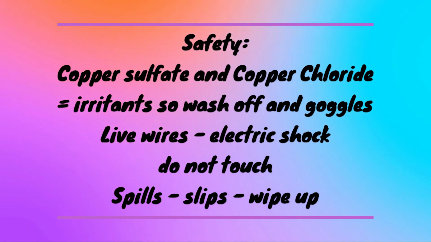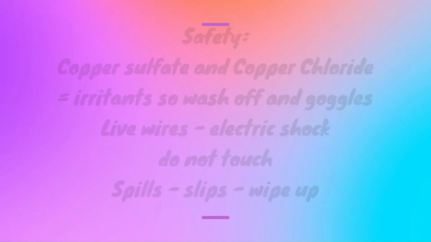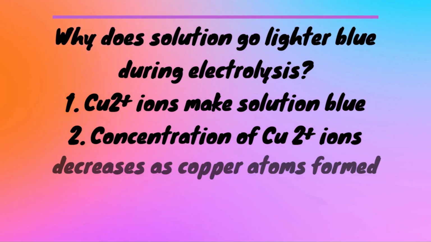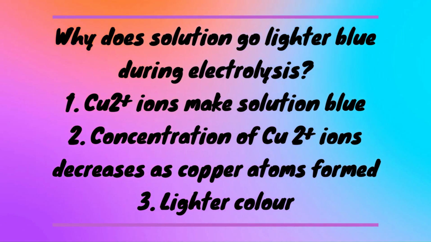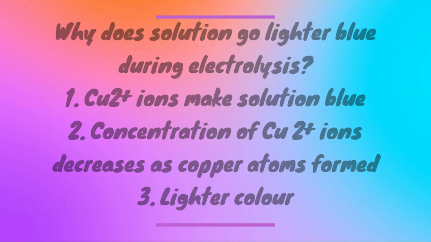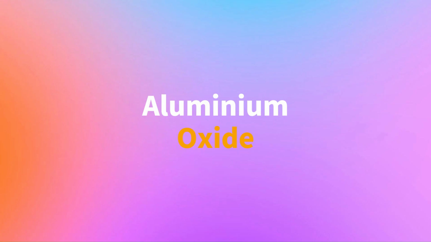So we should wipe up any spilt solution. And I've seen before the question, why does the solution become a lighter blue during electrolysis? Well, it's Cu2+, copper ions, that make the solution blue. So the concentration of Cu2+ ions will actually decrease as copper atoms are formed at the electrodes. And this means that the very substance that is making the solution blue is decreasing, and therefore we're going to get a lighter colour.